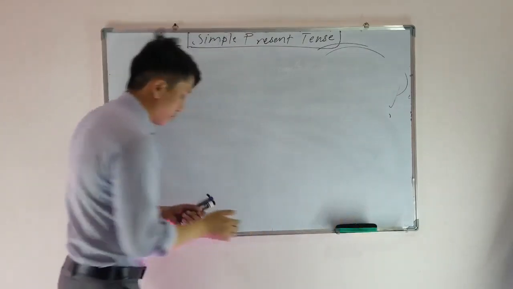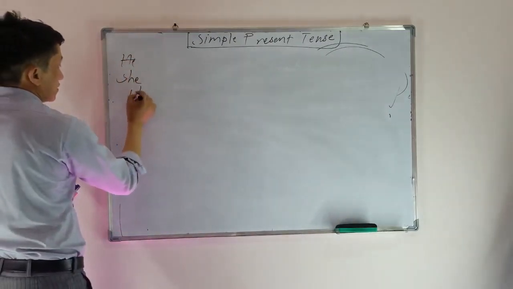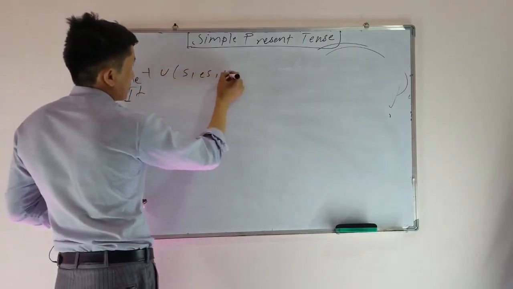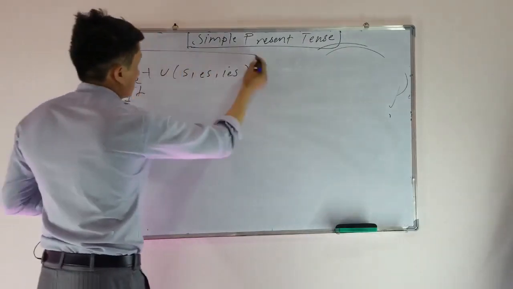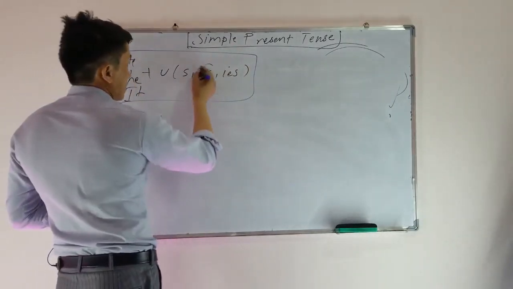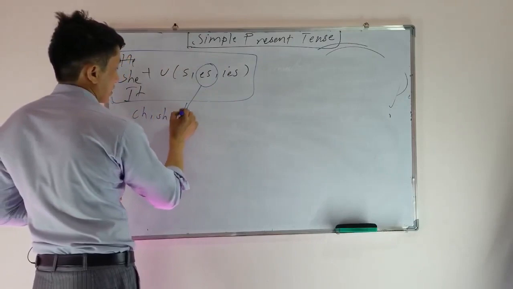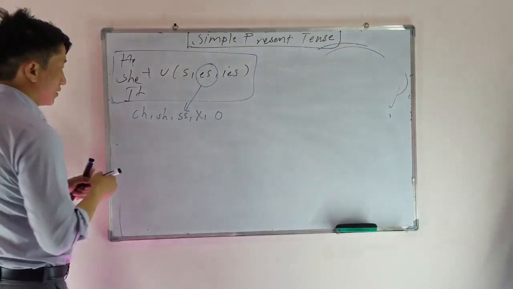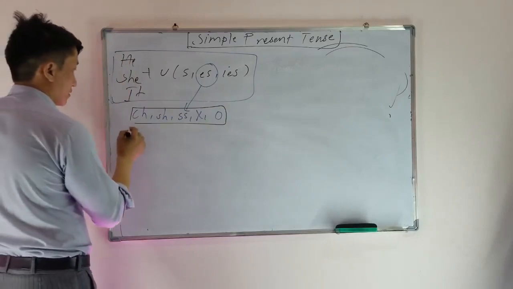Now in simple present tense, what's important is that when the subject is he, she, it, the verb takes s, es, or ies. This is very important. So when the subject is he, she, and it, or a singular subject, the verb takes es, ies, or s. So when does it take es? Whenever the verb finishes with sh, ch, double s, x, o, the verb takes es.